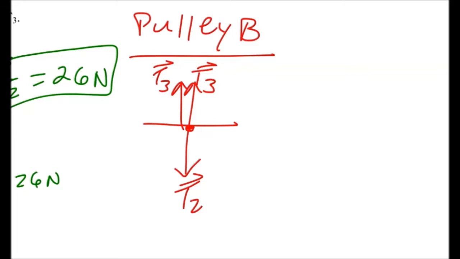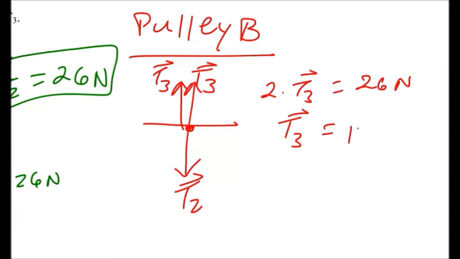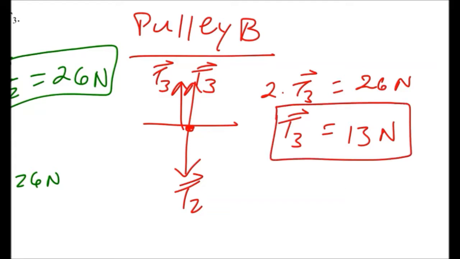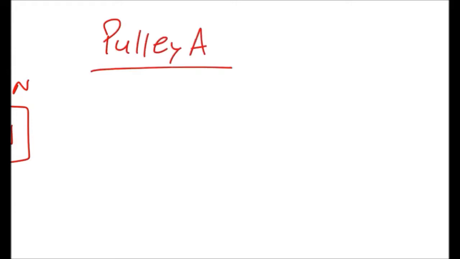Okay. Is that pulley moving? No, so what do you know about those 2 things? They're equal, so that means 2 times T3 must be equal to 26 newtons, because that's what T2 is. So what is T3 equal? 13 newtons. Okay. Now let's look at pulley A. Okay, so we're doing a free body diagram on pulley A.